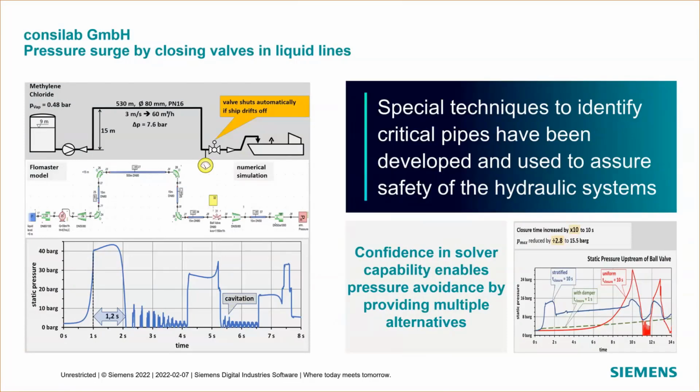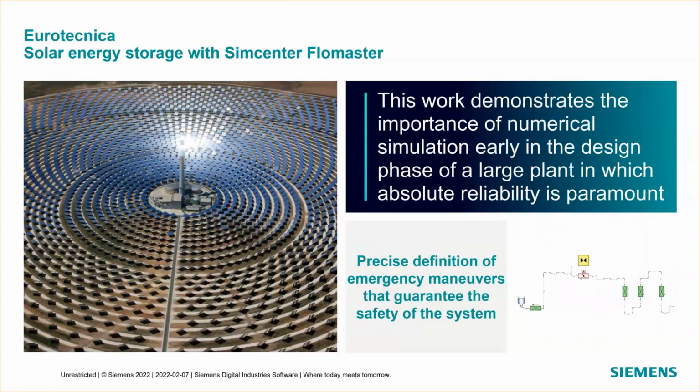The final example we're going to show is from Eurotechnica, which again is a surge example looking at a solar farm here. By using Flowmaster, they were able to study and define emergency maneuvers to guarantee the safety of the system. Again, used early in the work, and you could have taken that geometry straight from the CAD.